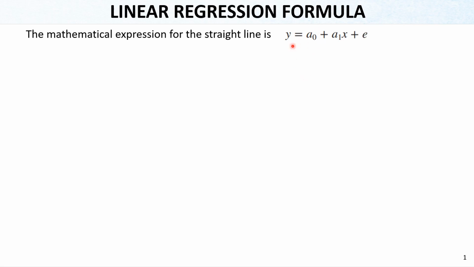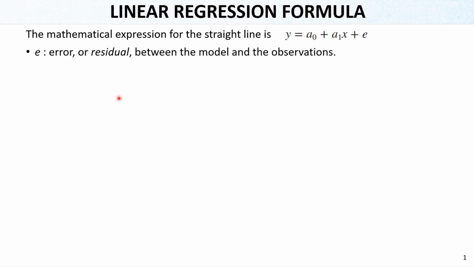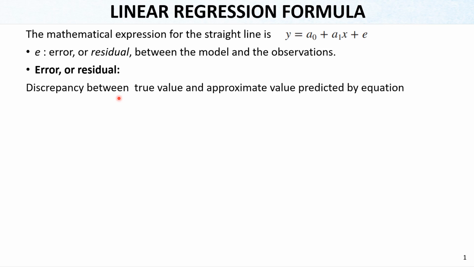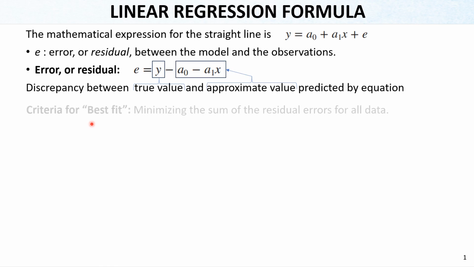And of course, because we are fitting this to data, there will be an error, a difference between the data and the curve data. So the error between the model and observations can be calculated as the discrepancy between true value and approximate value. If you isolate this here, you will see that it is the difference between y, which is the measured or observed data, minus the prediction of the curve, this value. So this is the true value, this is the approximate value.